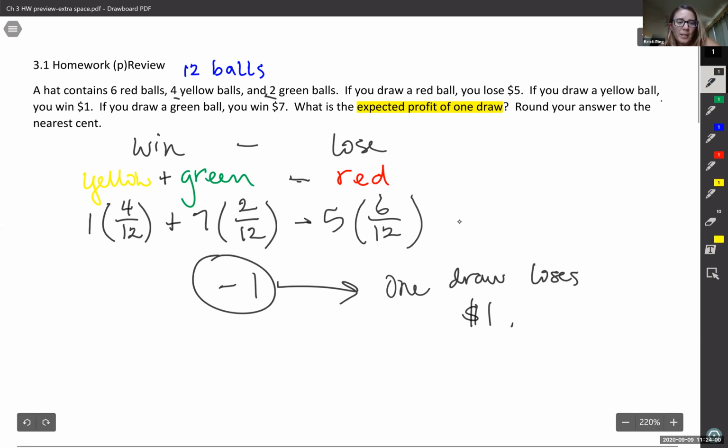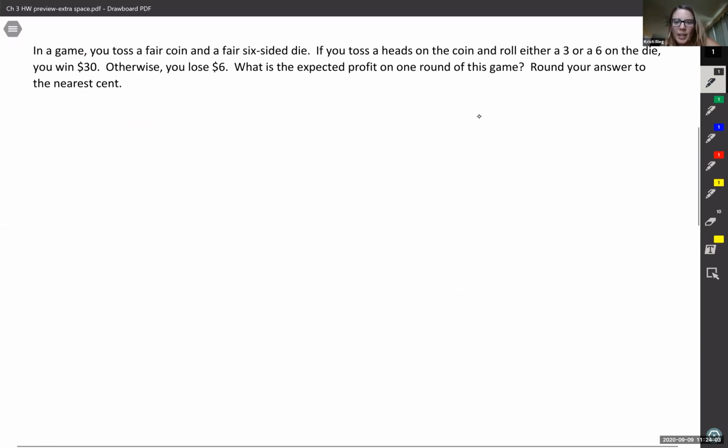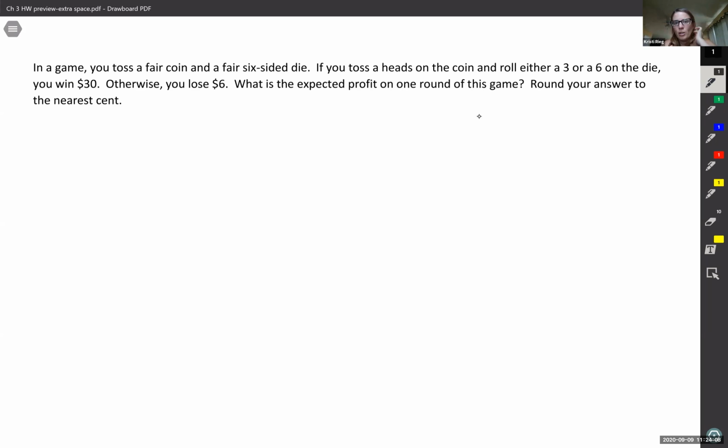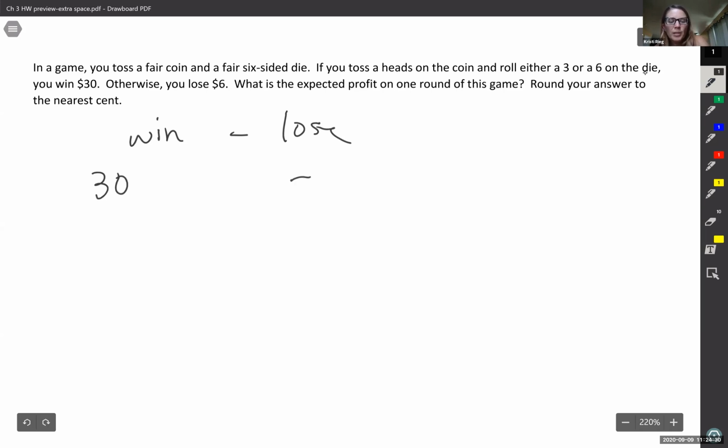Next one, it says in a game, oh man, I just cannot read it with this. I have this big bar on the top of my screen with all my Zoom controls, and it hides my words. Okay, so again, we have a win minus lose. No colors needed. It says if you toss heads on a coin and roll either a 3 or a 6 on the die, you win $30. Otherwise, you lose $6. So we know the money.